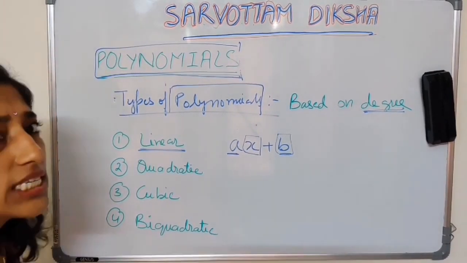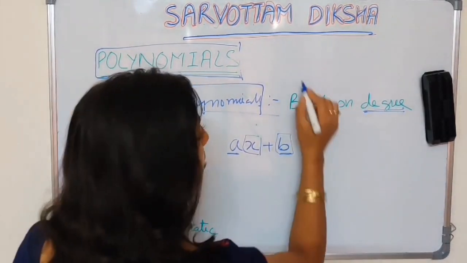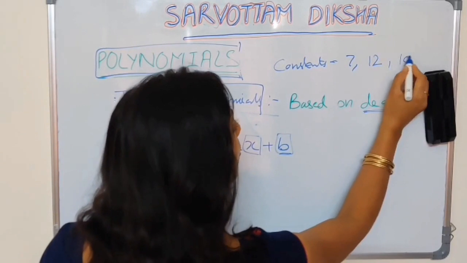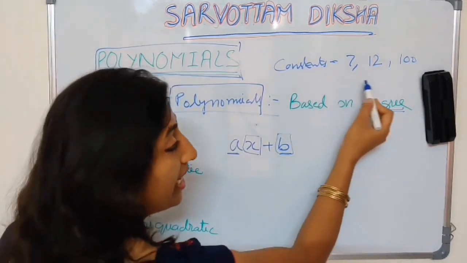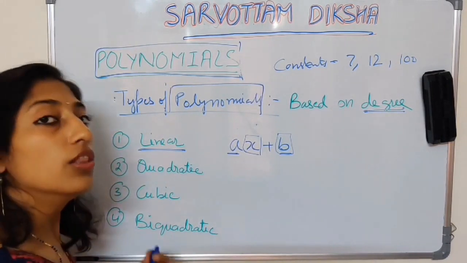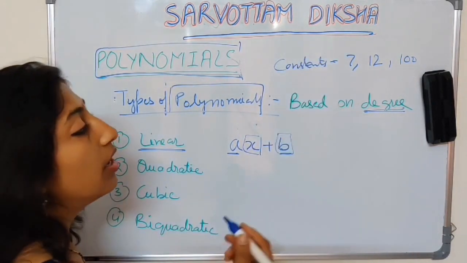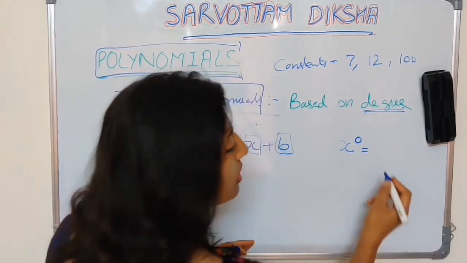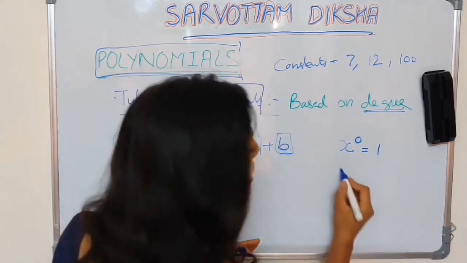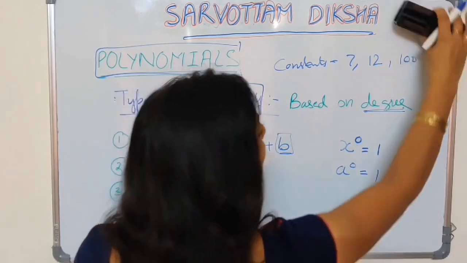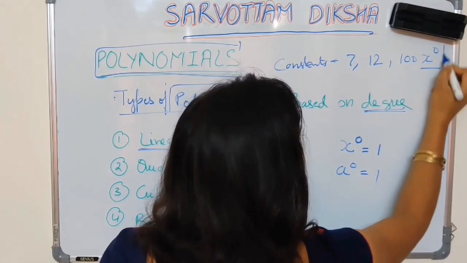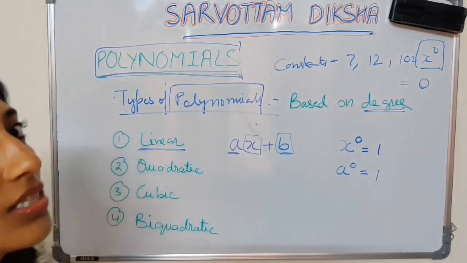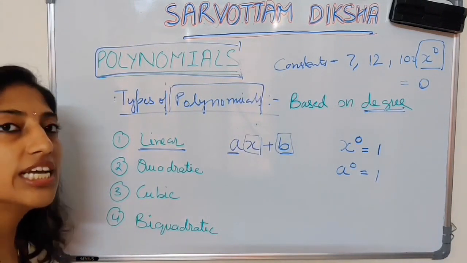What is the degree of a constant? Constants can be 7, 12, 100 or any number. Is there any variable associated to it? There is no variable associated to it. So if I write x raised to power 0, what is this equal to? This is nothing but 1. You take any variable a raised to power 0, it is 1. So I can say I have x raised to power 0 associated to it, and what will be the degree then? 0. So this is one of the most important things. Degree of a constant is 0.